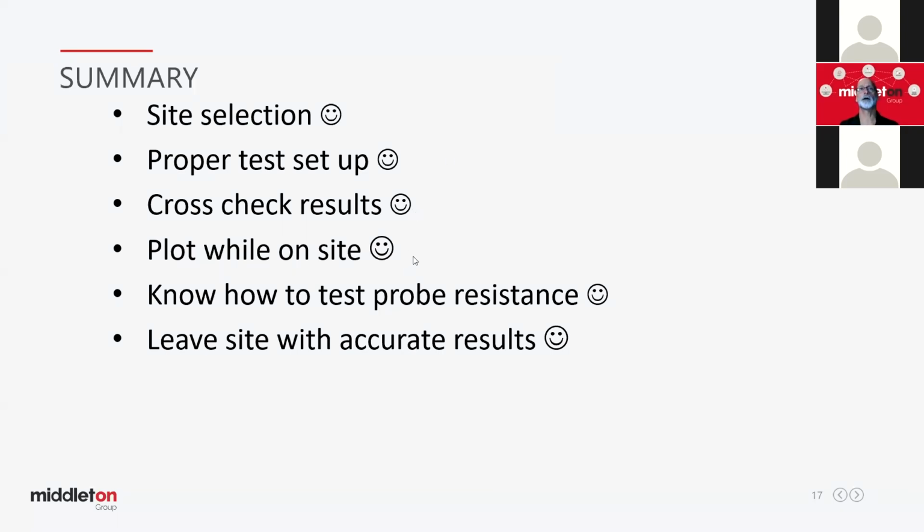Plot it while you're on site, so you'll see if you've got a problem, and you can, while you're already mobilised, you've already spent your money getting there, go back and check those other readings and know how to test your probe resistance so that you can find that troublesome spike if it's 100 metres away without having to walk backwards and forwards to it. As much as it's good exercise, it does take time. So, and the last summary, make sure we're leaving the site with accurate results. If you've done all those above points, we should be doing that.